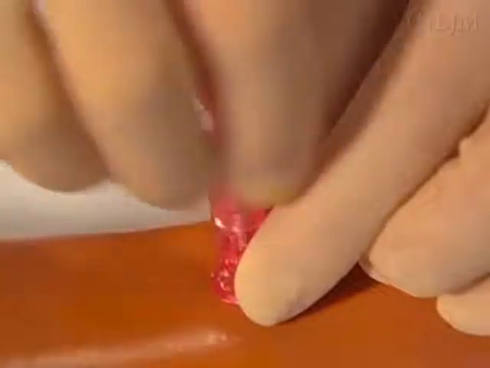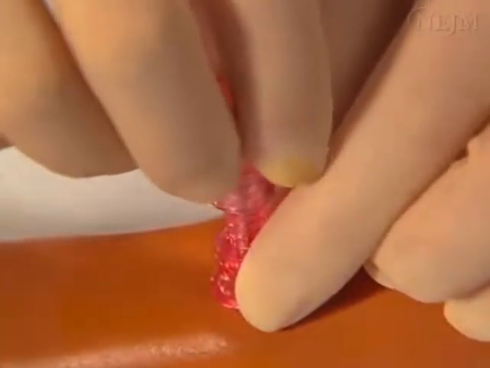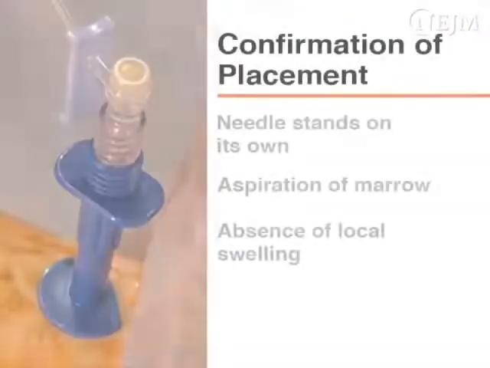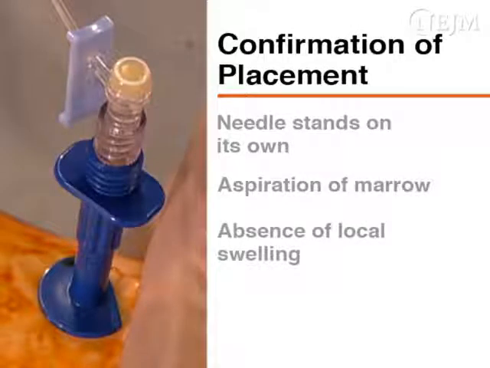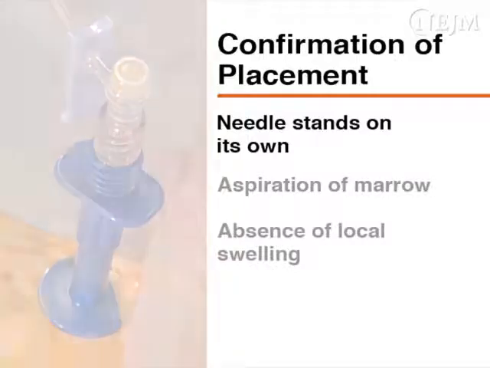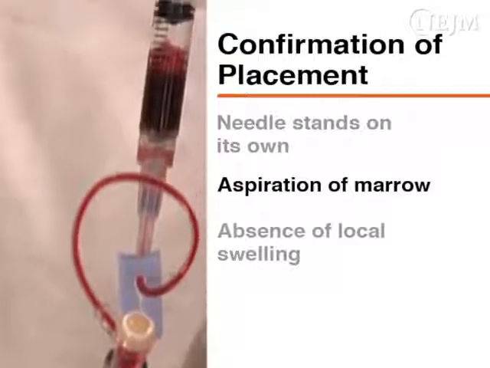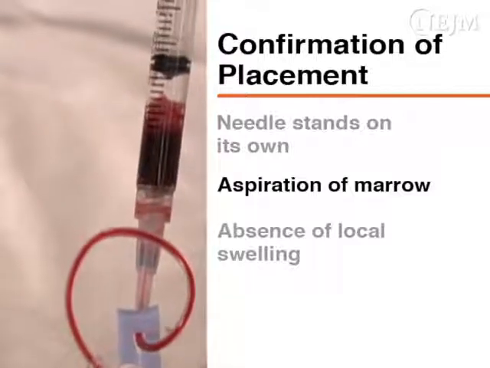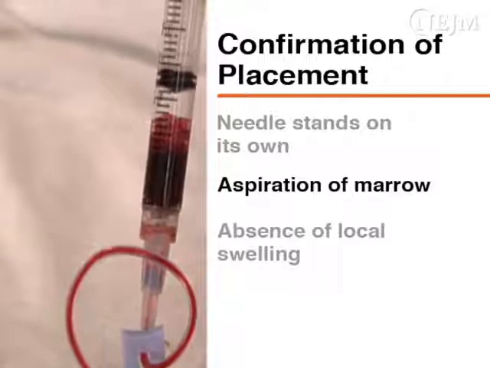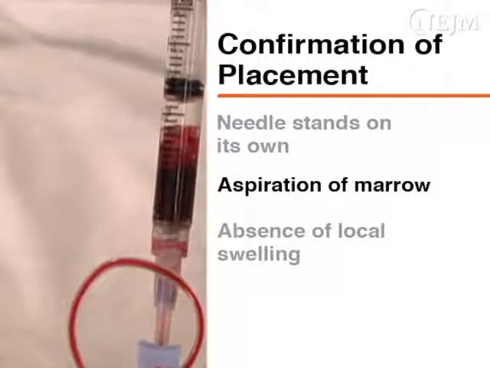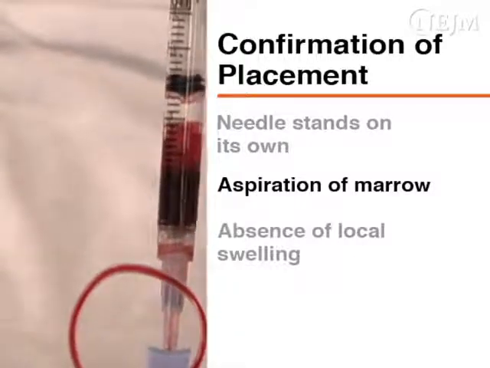Turn the stylet counterclockwise to unscrew it and gently remove it from the needle set. A number of methods can be used to confirm catheter placement. First, the needle should stand on its own because of the lateral support of the bony cortex. Aspiration of marrow contents also signifies that the catheter is likely to be in the appropriate cavity. However, it is important to note that absence of blood return can occur even in a properly placed intraosseous catheter.